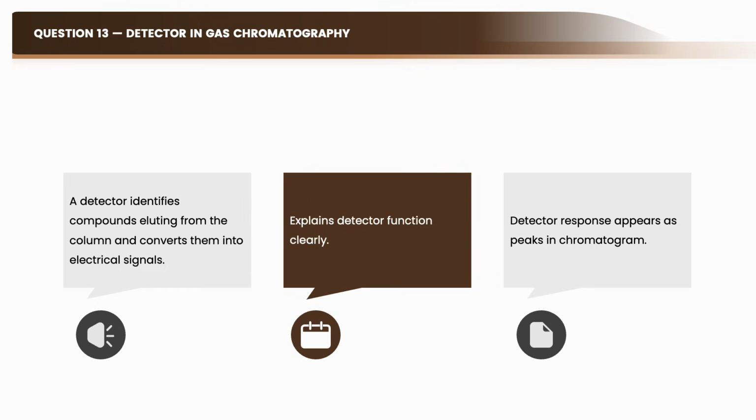A detector is a device that detects compounds as they elute from the GC column and converts their presence into an electrical signal. This signal is then processed and displayed as peaks in the chromatogram. Without a detector, GC analysis cannot be visualized or quantified.